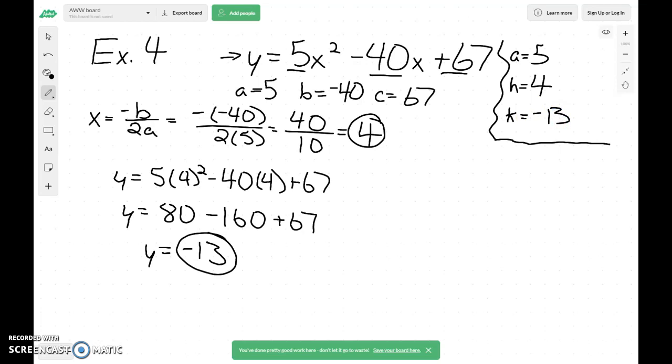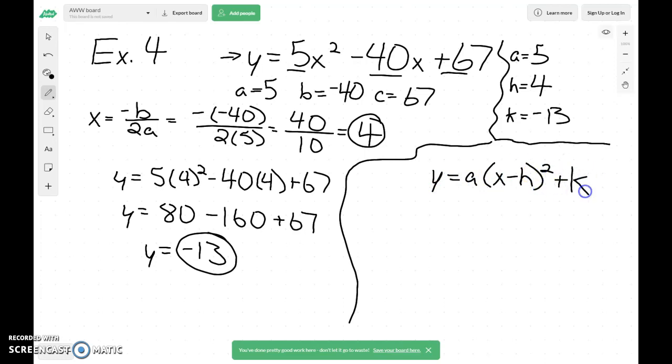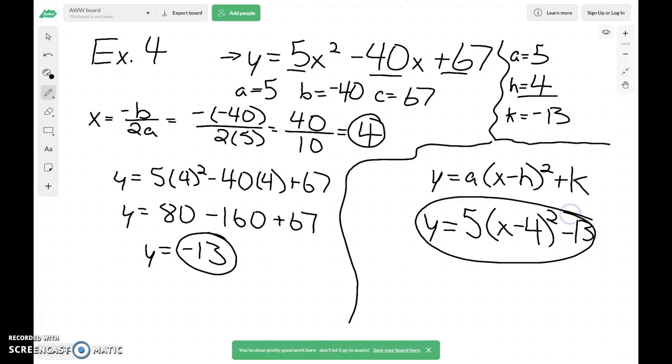So all that's left to do here is to set it up in vertex form. So we know that vertex form is y equals a, parentheses, x minus h, squared plus k. So when we're substituting this in, we know that y equals a, so a is going to be 5, parentheses x minus h, so we're going to flip the h here. So this is a positive 4, so we're going to make it a negative 4, squared, and then plus k, so that's a negative 13, so we're going to write in minus 13. And that gives it to us in vertex form.